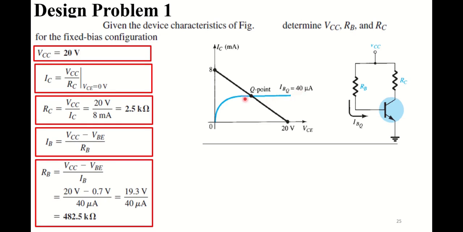By simply replacing the values of VCC, VBE and IB, we have calculated the value of RB to be equal to 482.5 kilo ohms. It is not necessary that the calculated values of resistance are available in the market. Therefore, you should use the nearest possible value of resistances. Like in this case, the available values of RC and RB are 2.4 kilo ohms and 470 kilo ohms.